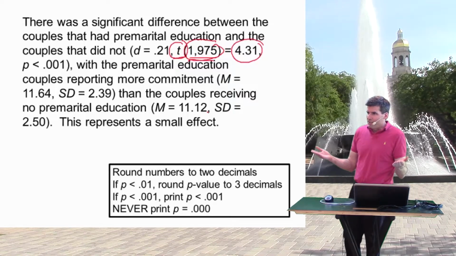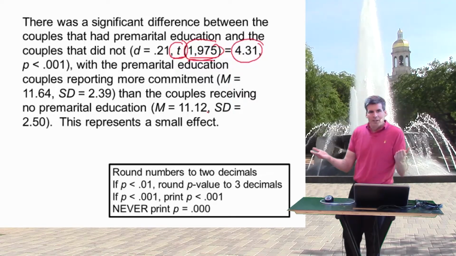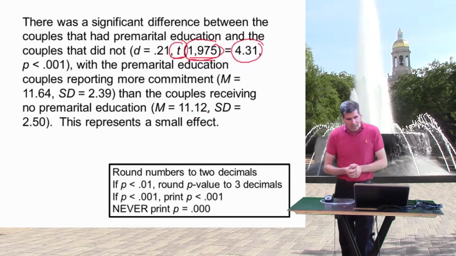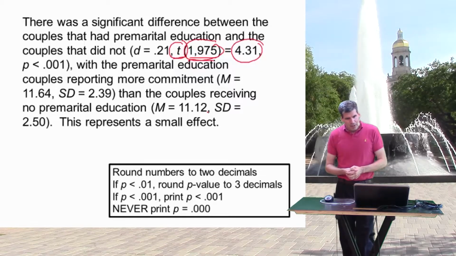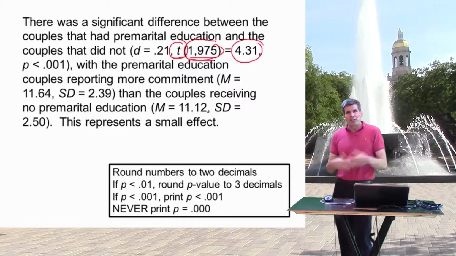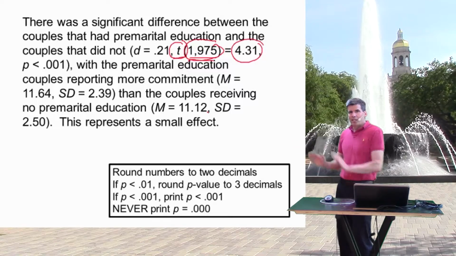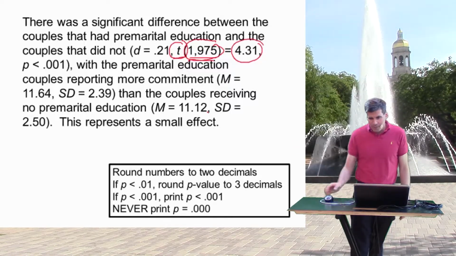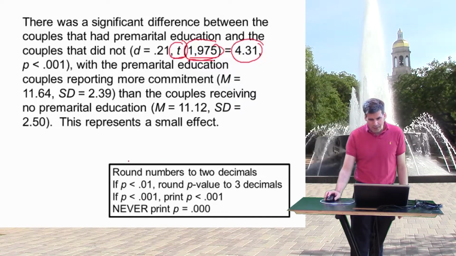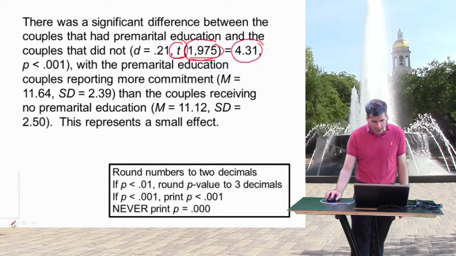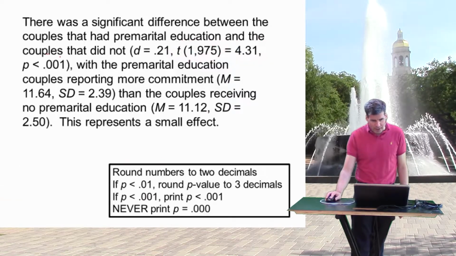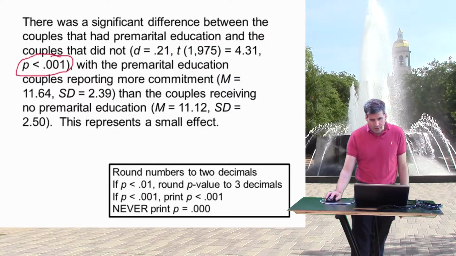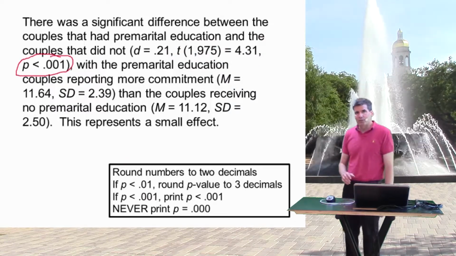I can't think offhand if there are others in this class that we'll talk about, but those are the two statistics where the negative or positive signs are actually arbitrary. You want to keep those negative signs when you're entering them on Canvas, but if you're giving me a written summary, I don't care if you keep them or not. And then we have our p-value, our p, and this is where I do not want you to say p is equal to 0.